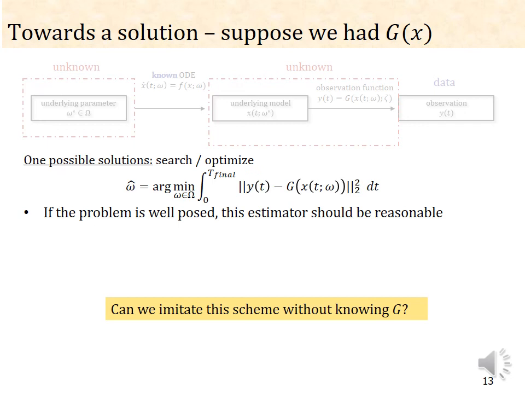So if you had G, you can do the following spiel. You can say, let me hypothesize that a certain omega is the right omega. I will plug it into X. I will plug X into G. Remember, I know G. And now I'm not comparing oranges to apples, X's to Y's. I'm comparing apples to apples, Y's to Y's.